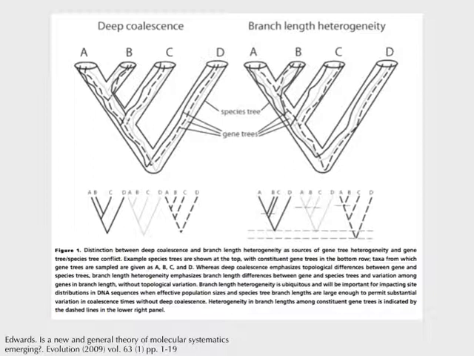So even if the gene tree and species tree match in terms of topology, will the branch lengths match? That's the first step. Why not? We can think of why they might not. It's a real bias.